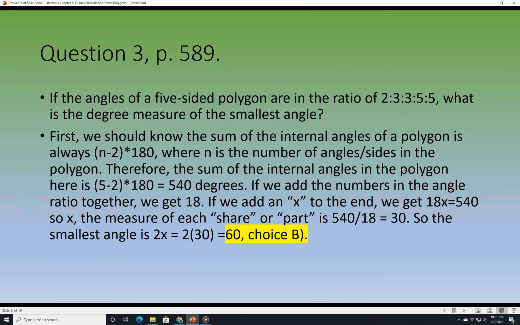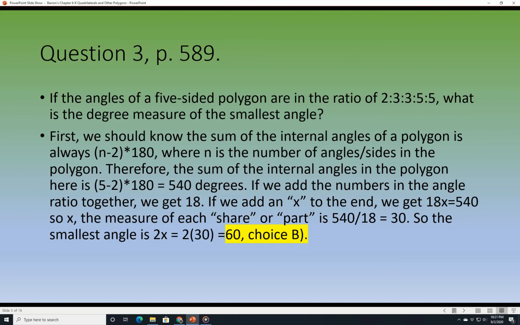Question 3, page 589. If the angles of a 5-sided polygon are in the ratio of 2 to 3 to 3 to 5 to 5, what is the degree measure of the smallest angle? Well, first we should know that the sum of the internal angles of a polygon is always going to be n minus 2 times 180, where n is the number of angles or sides in the polygon.